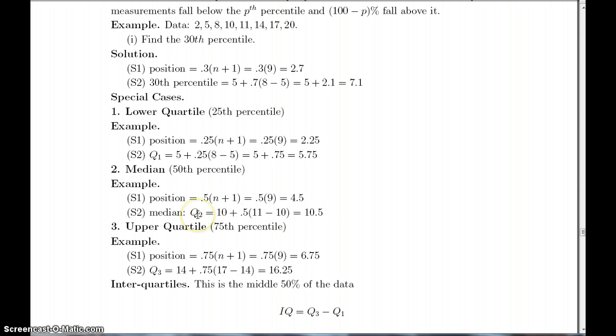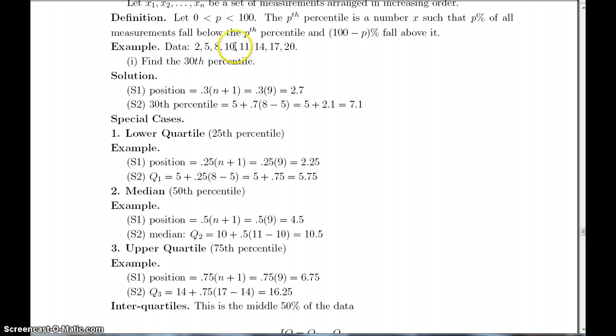The median, we know the median. Sorry, I have 8 measurements, so the median is the middle 2 numbers, the average of the middle 2 numbers, which is 10.5. So we already knew that before. So let's see how this method works.